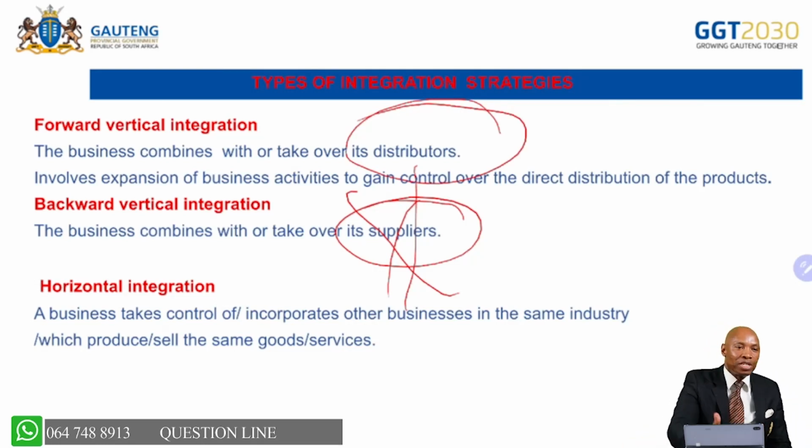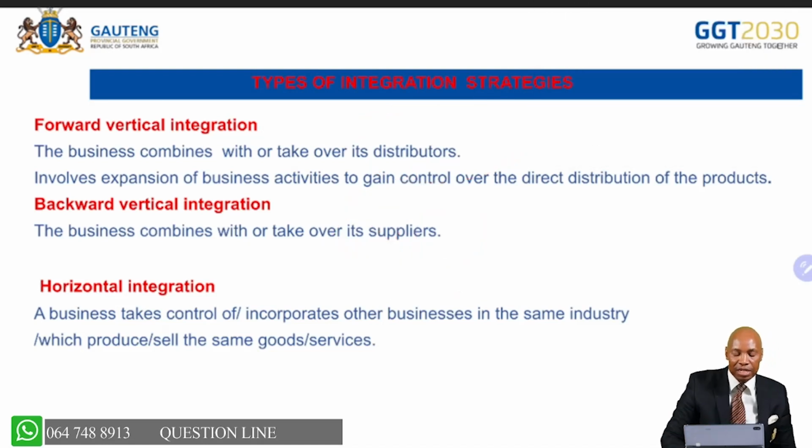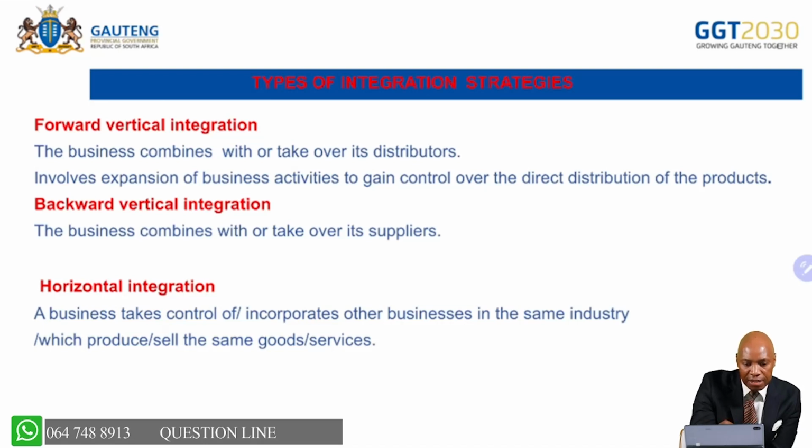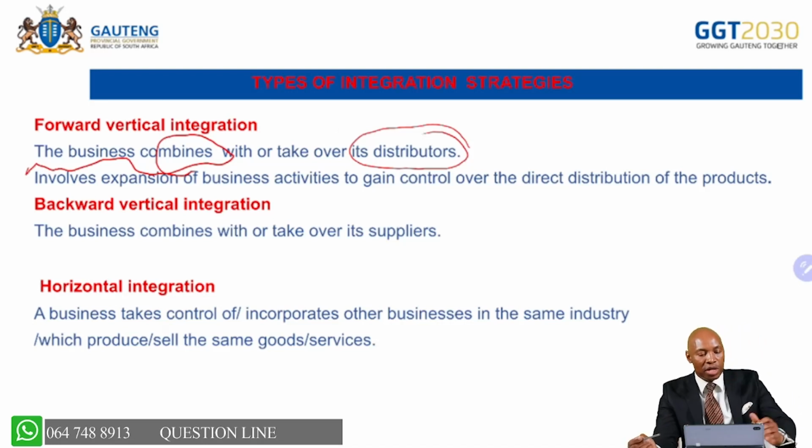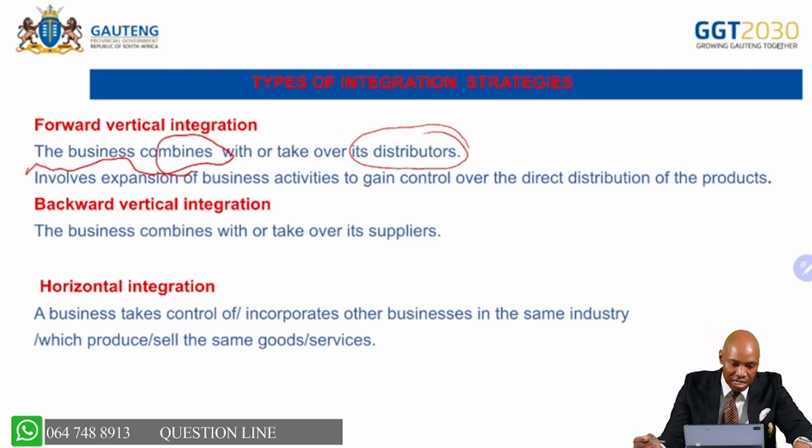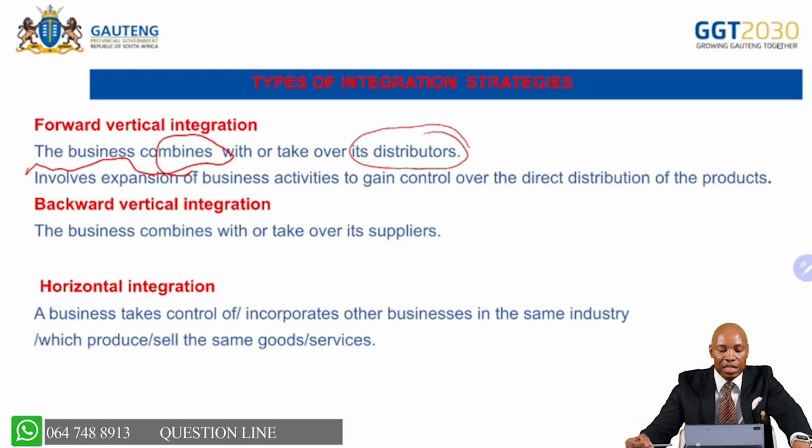So we don't just come up with a strategy as a business. There is a reason that we formulate that strategy. Now, what I want to show you, candidate, is that as you explain the forward vertical integration and the backward vertical integration, there are statements which are similar. Let's look at the forward vertical integration. It says, the business combines or takes over its distributors. So it's up to you. You can say the business combined with distributors. That is your forward vertical integration, because the distributors are in front of the business.